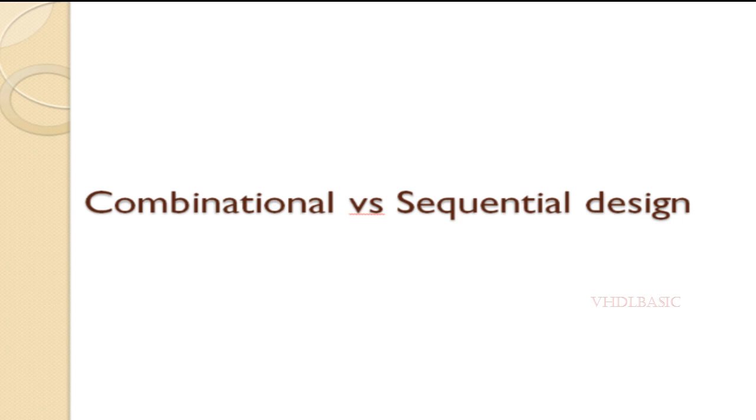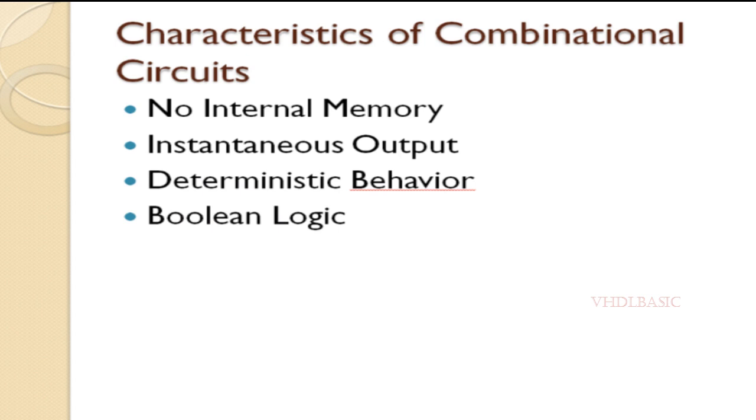Now we can discuss the characteristics of a combinational circuit. No internal memory. A combinational circuit does not contain any memory element, flip-flop or register to store information about past inputs. As a result, the output is entirely determined by the input value at any given moment.